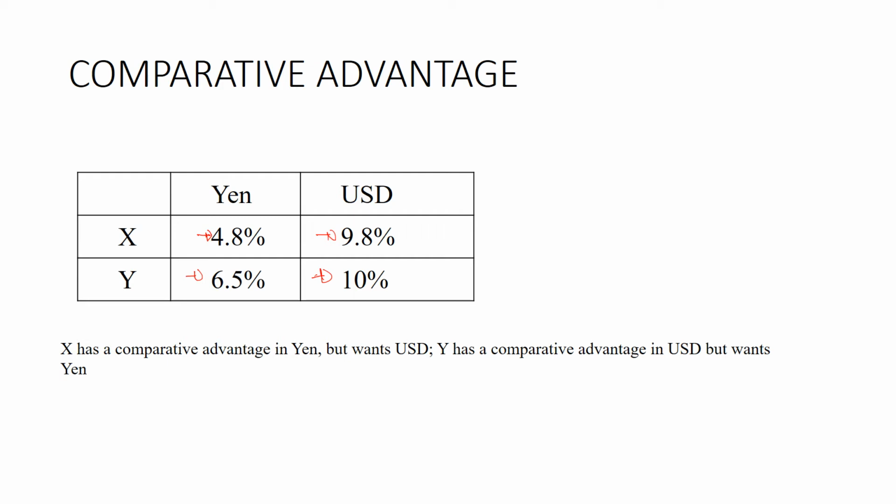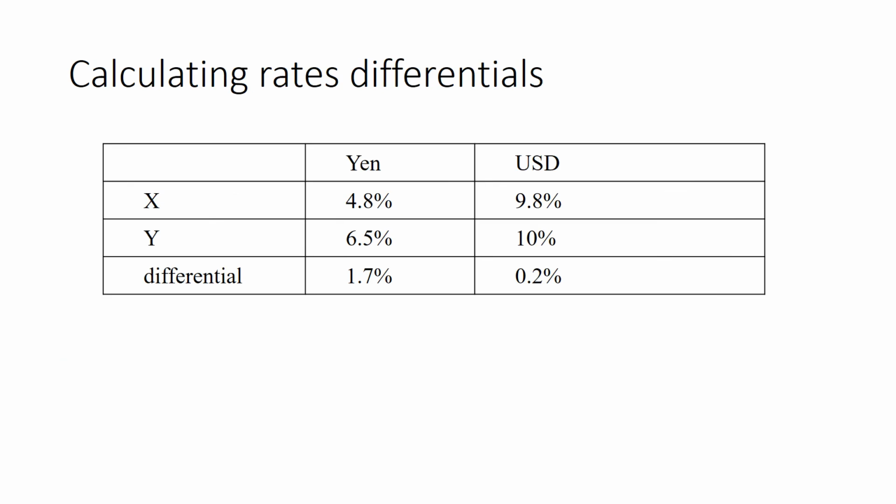Well, in fact, when you think like that, it's because you are comparing across the rows, yen with dollar and yen with dollar. But in fact, you have to compare across the columns. That's what we see in the next slide.